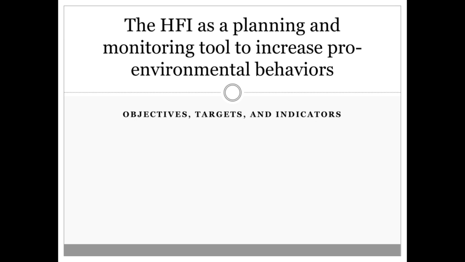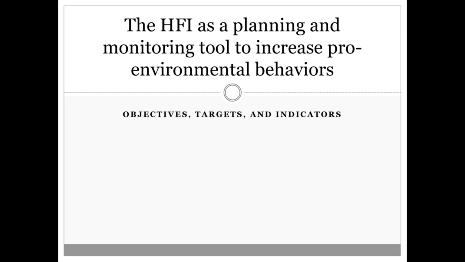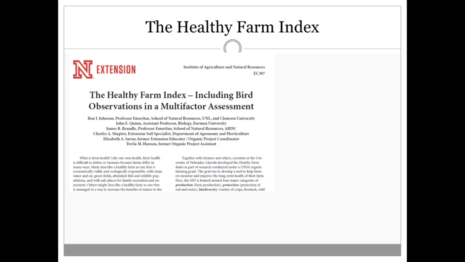And so we see the Healthy Farm Index as a planning and monitoring tool that ultimately may increase pro-environmental behaviors. What I want to talk about here is how we walk through the Healthy Farm Index and focus on objectives, targets, and indicators.